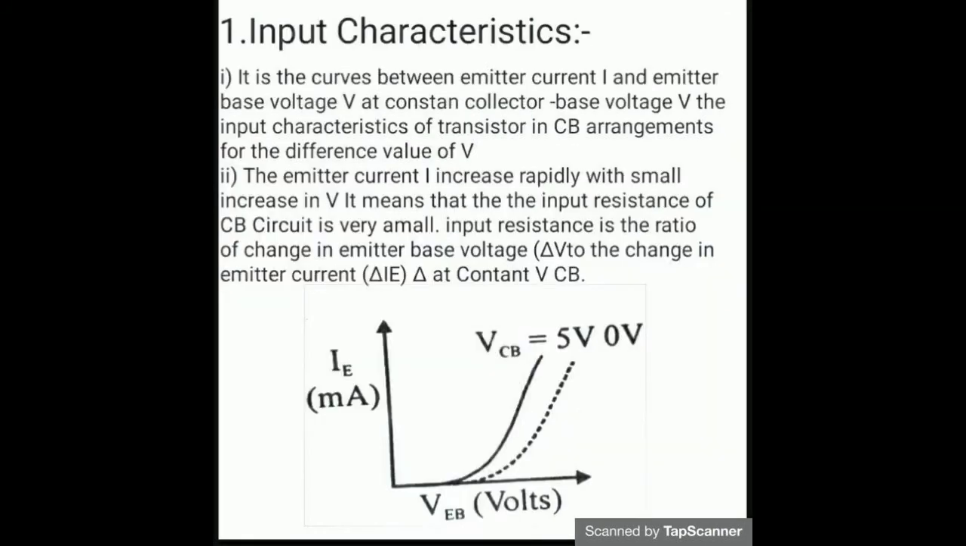Input characteristic. The curve between emitter current I and emitter base voltage V at constant collector base voltage V. Input characteristic of a transistor in CB arrangement for the reference value of V. Second, the emitter current increases rapidly with a small increase in V. It means that the input resistance of the CB circuit is very small. Input resistance is the ratio of change in emitter base voltage to the change in emitter current at constant VCB.